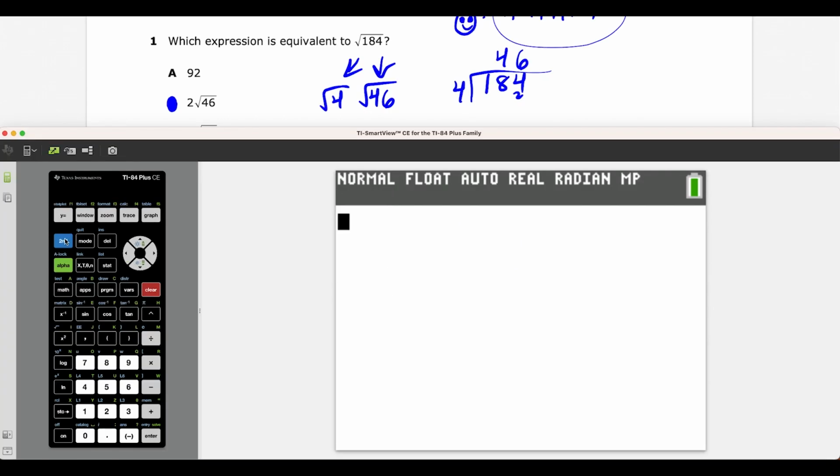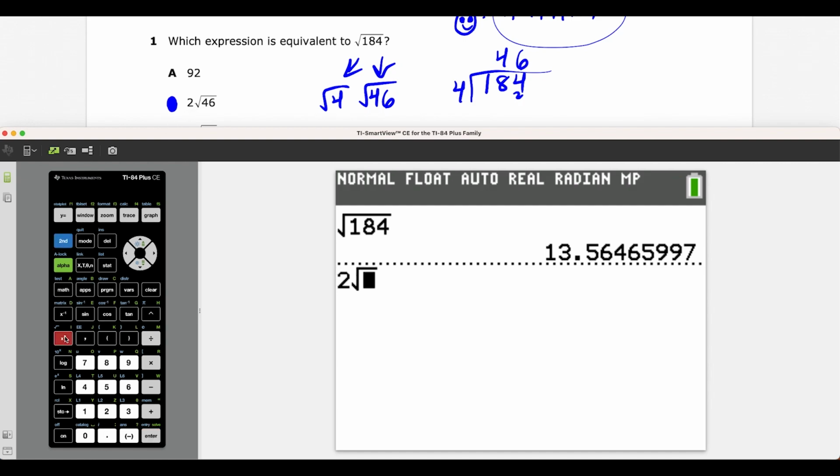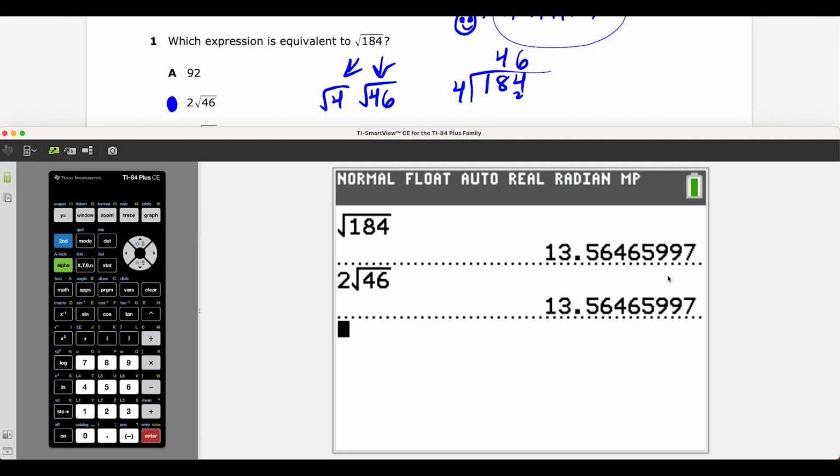Now if we want to check our answer here, we could just type in the square root of 184 and press enter, and then we could write our answer in as 2 times the square root of 46, press enter, and notice we have matching decimals, so our answer is definitely good.